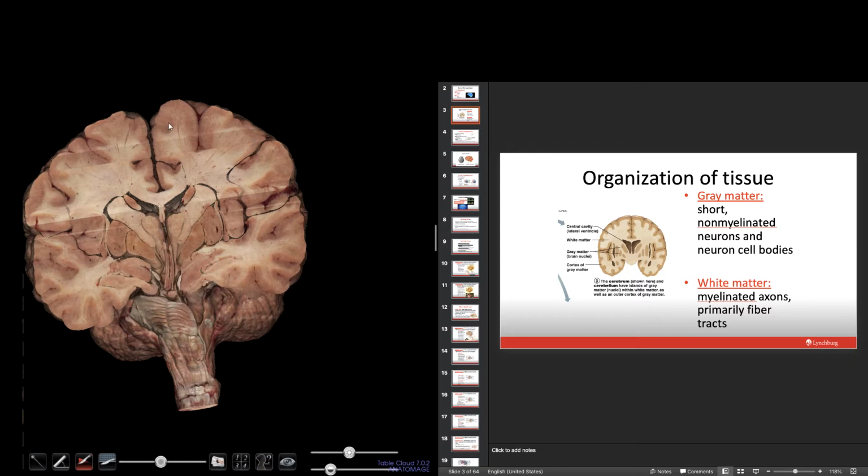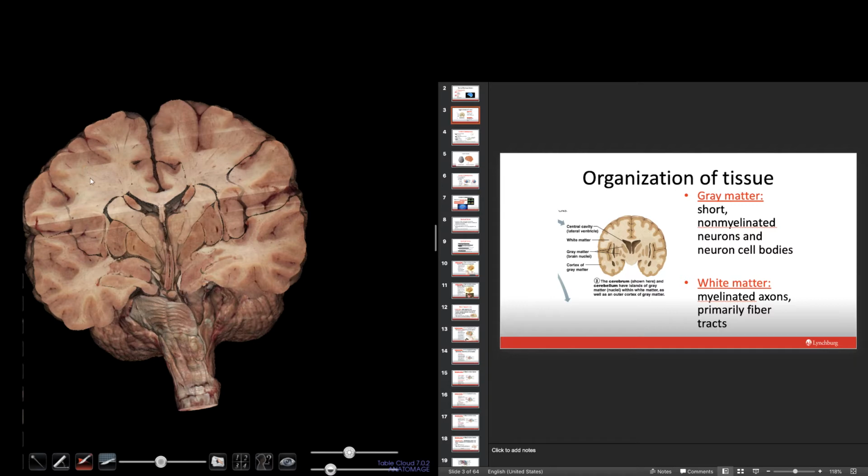So we can see the outermost edge of the tissue here is a little bit darker in color, and we call this gray matter. And typically what we find in gray matter are short, non-myelinated neurons and also the cell bodies of neurons. So as you'll find out in just a minute, this outer crust of the brain consists of neuron cell bodies, and that's why it's gray matter.